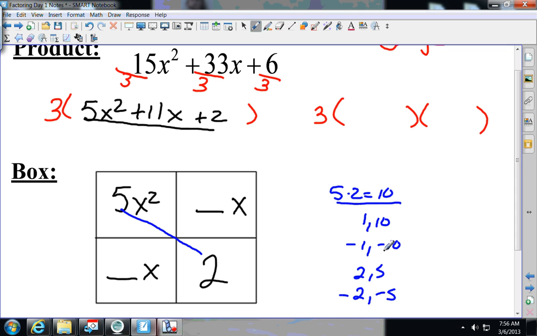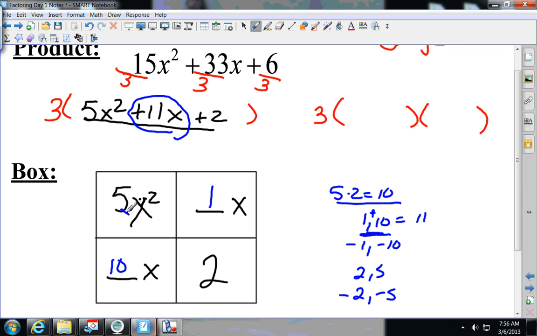I need them to add up together to get my middle number right here. So if I add these two together, 1 plus 10 is 11. I don't need to go any farther because I already found them. So I will put the 1 and I'll put the 10 in there. Now, I lost my x there.